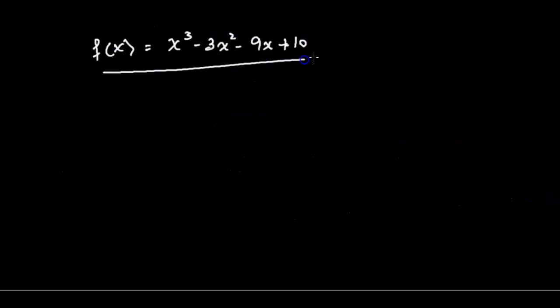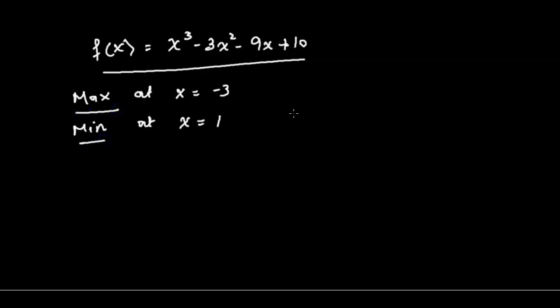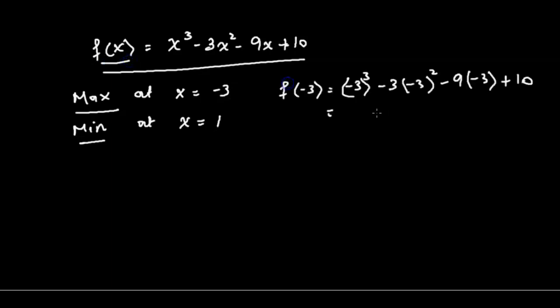Going back to the same example, we now know that the maxima would be at x = −3 and minima would be at x = 1. To find the point where we see a max and the point where we see a min, we would just sub this x into the original function and determine the y value, and we get 37.